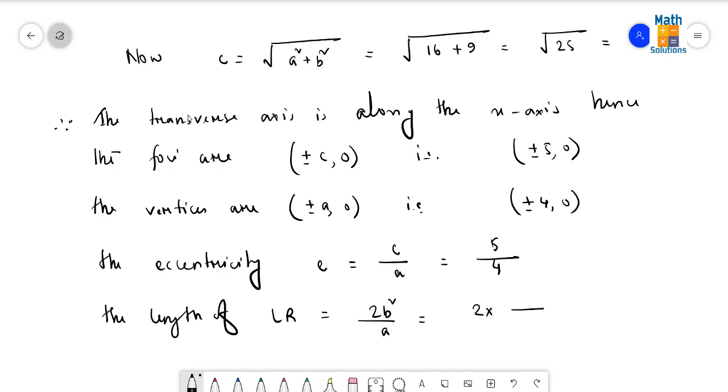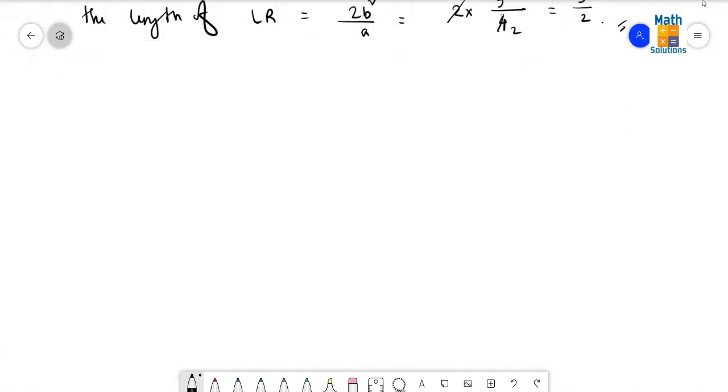Let's put the value here. b square is what? It is 9. 9 by 4. So we shall be getting the result to be ultimately 9 by 2. And this is the answer for the first question. After this, we shall come to question number 2.